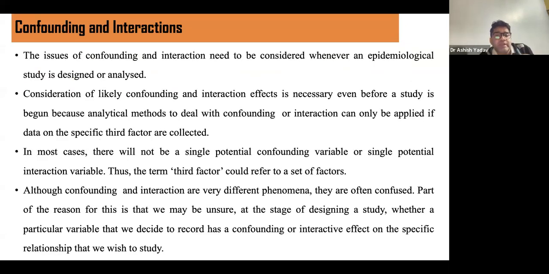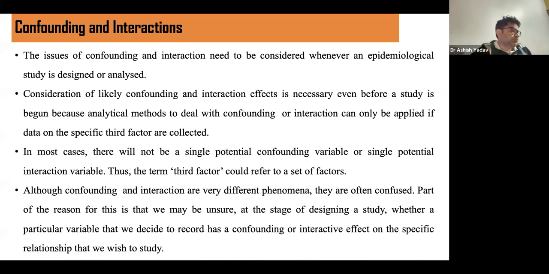The issue of confounding and interaction needs to be considered whenever an epidemiological study is designed or analyzed. Consideration of likely confounding and interaction effects is necessary even before a study is begun, because analytical methods to deal with confounding and interaction can be applied only if data on the specific third factors are collected.